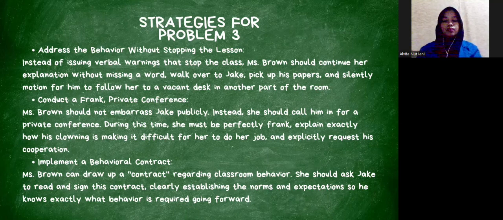And last is to implement a behavioral contract, where she can draw up a contract regarding the classroom behavior. She should ask Jake to read and sign the contract to establish the norms and expectations so he knows exactly what behavior is required going forward.